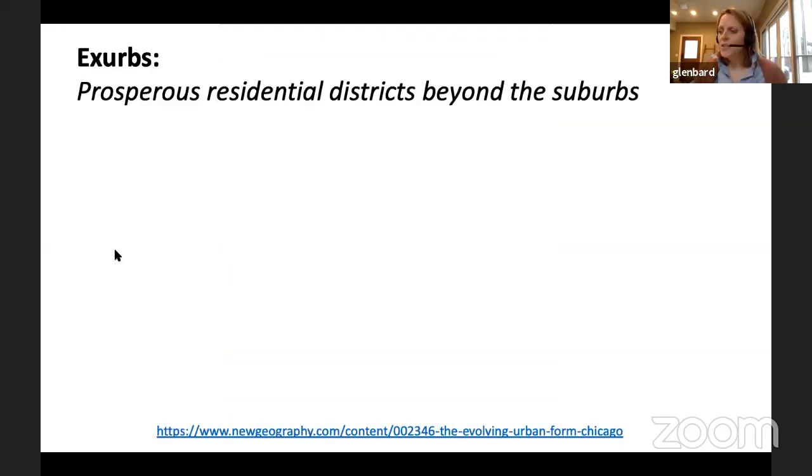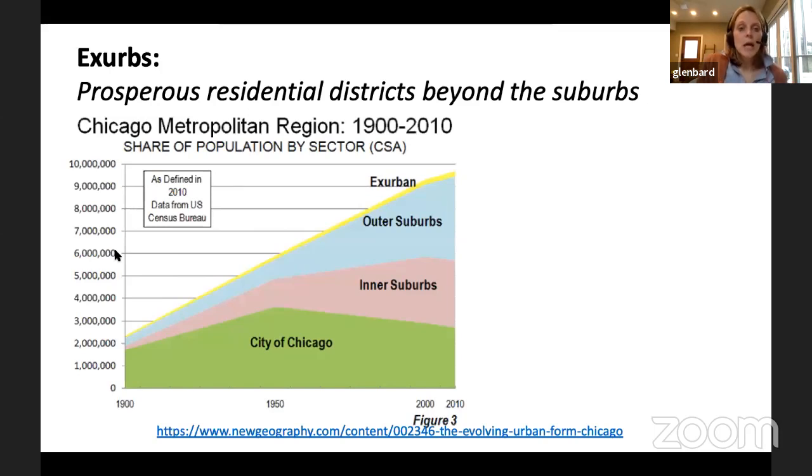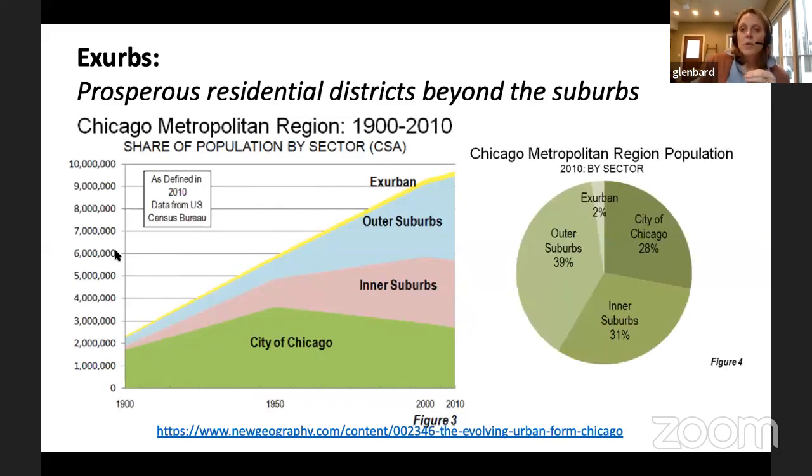So I mentioned this idea of the exurbs, and what we're taking a look at are those prosperous residential districts beyond the burbs. This is a newer term that we're starting to track a little bit more. You can see here they started tracking in 1900 and it stayed pretty small for quite a while, but part of that is because of access to transportation and connectivity. The fact that you're even watching online right now is part of that.